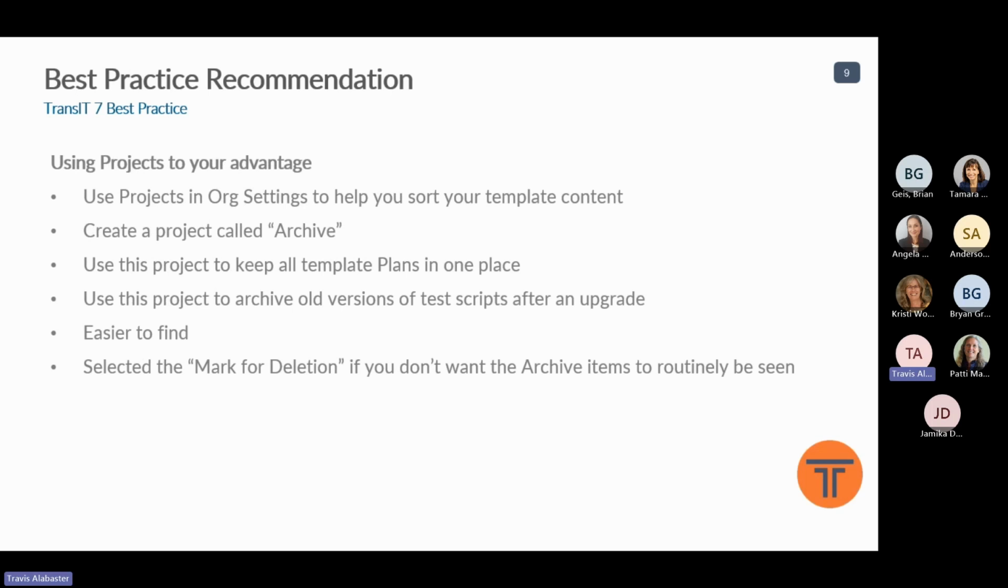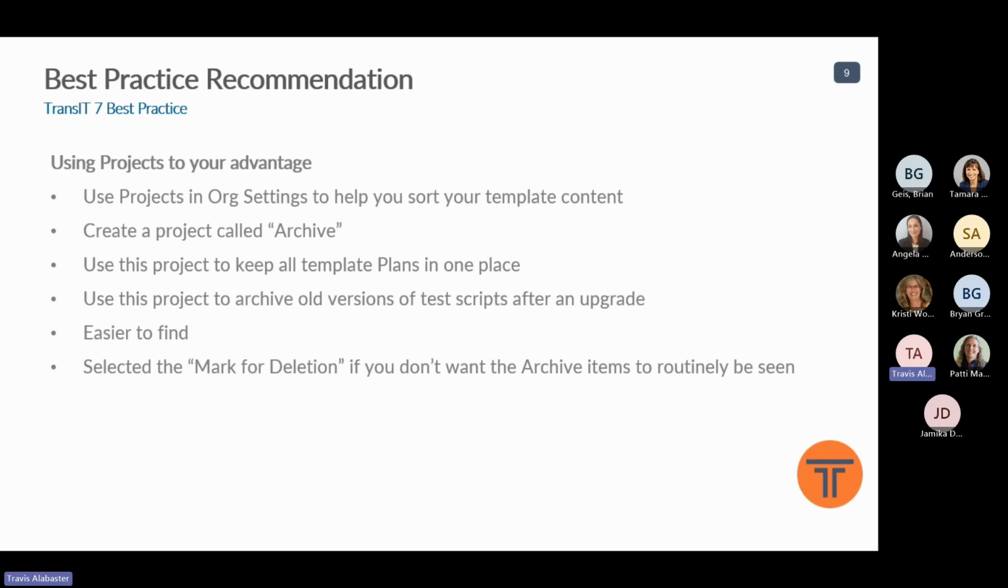And then in terms of best practice, now that we have the ability to add new projects, we are recommending that if you do have a lot of templates or a lot of content that you use and copy in TransIT, instead of moving it to the deleted project, you create a project called Archive, where you can store all your templates for your plans, anything that you're going to use on a regular basis. And then at the end, once you've finished using it, you can then change it to mark for deletion. It would then drop off your lists.